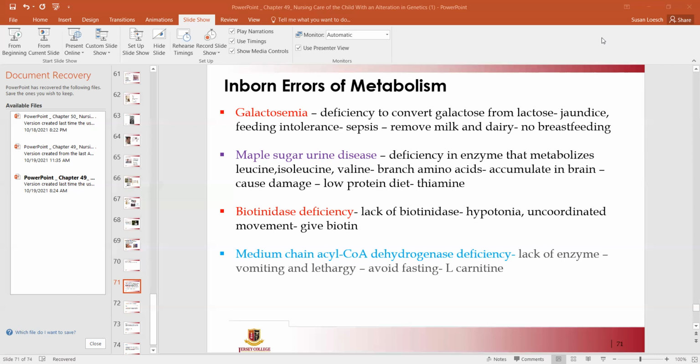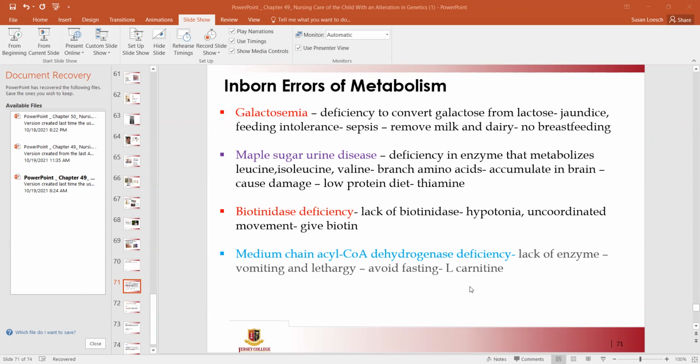And then medium chain acyl-CoA dehydrogenase deficiency. So this is due to the lack of the enzyme MCAD, which is required to metabolize those fatty acids. And classic presentation is a child 3 months to 5 years old with vomiting and lethargy after a period of not eating or fasting, like when they've been ill from a viral illness or something like that.